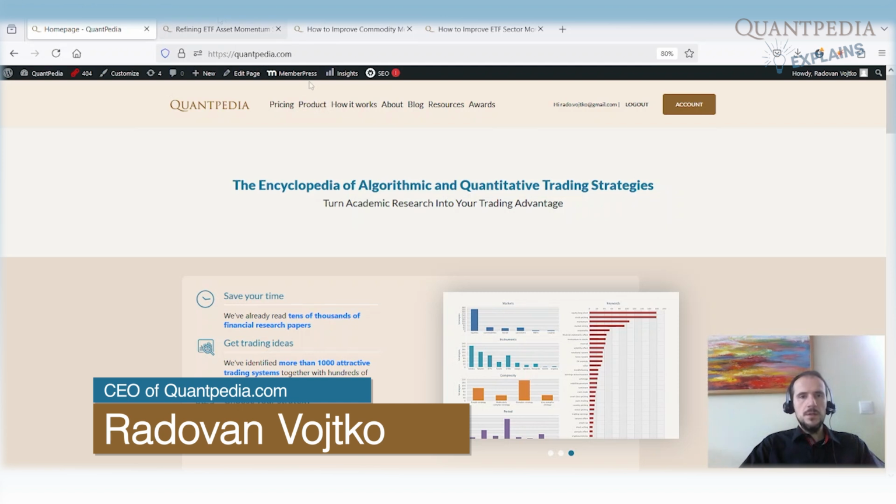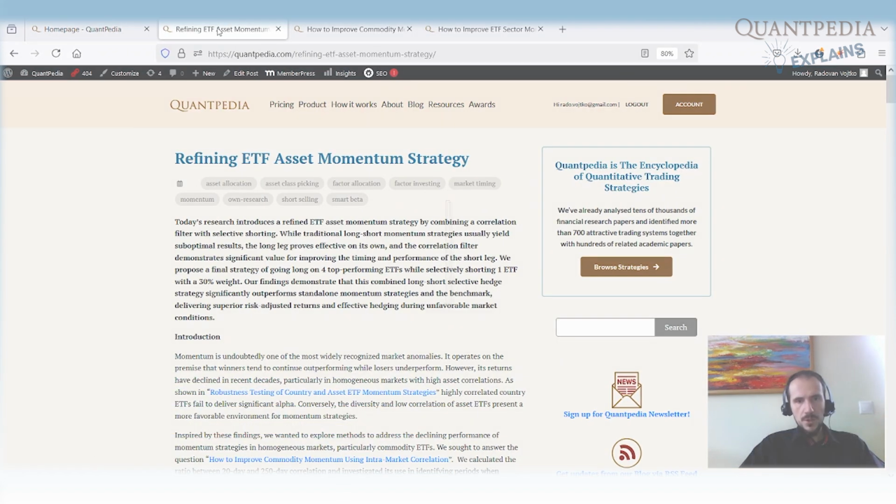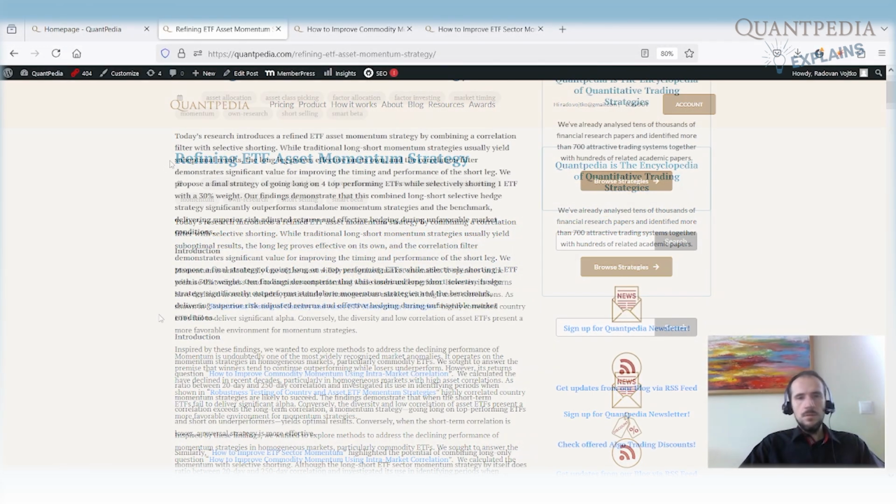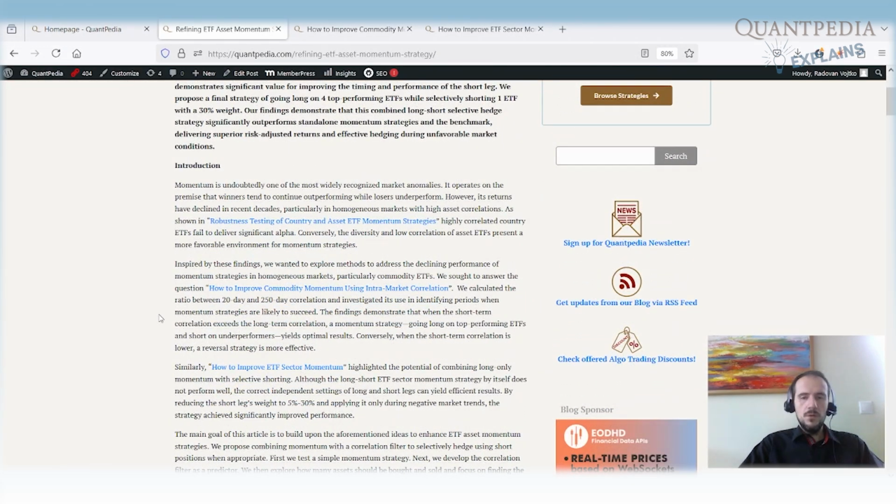Today we will discuss the ETF asset momentum strategy. Especially, we will try to improve or refine this basic strategy that I believe a lot of you know. Very quickly, what is our refinement based on?